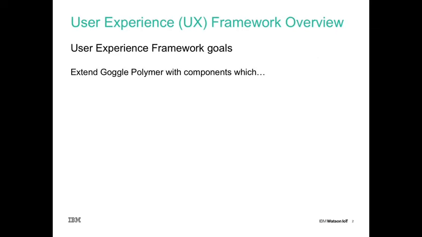Before we get started on what's new for release 3.5.2, I wanted to take a moment for those who might be new to the UX framework to just talk briefly about the goals of the UX framework. The UX framework is based on Google Polymer, and we extend Google Polymer with components which interact with the TRIRIGA server, components like TriPlat DS, TriPlat Resource Calendar, as well as other components, handle some of the details around saving a record from a client to the server or retrieving records from the server to the client.